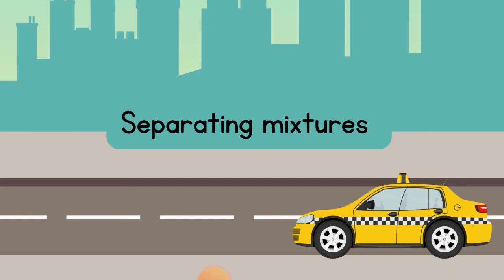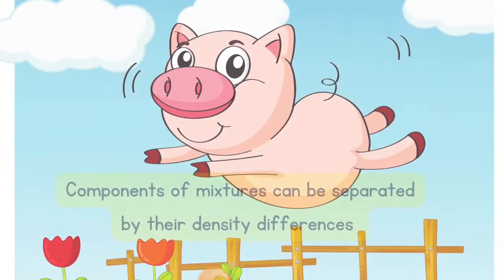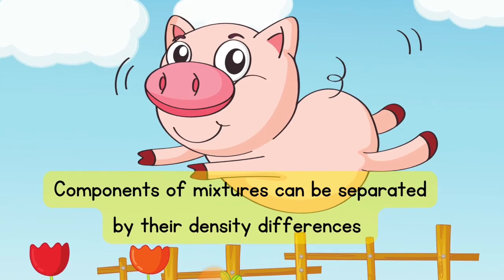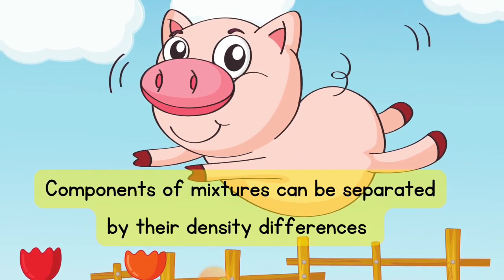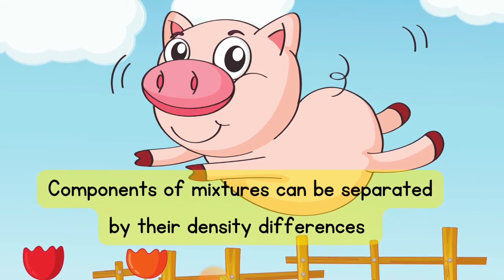Are there other ways we could use to separate the mixtures? Of course. With the concept of density, we can know the objects that will dissolve or sink in water and that will float, even if it's not water but any other solvent. So components of mixtures can be separated by their density differences. Okay? You already know that oil and water never mix. Oil will always stay on top.